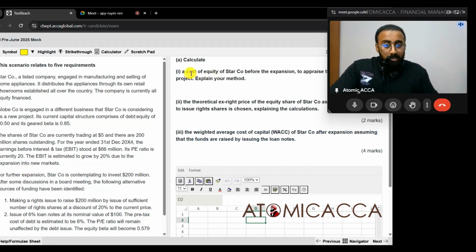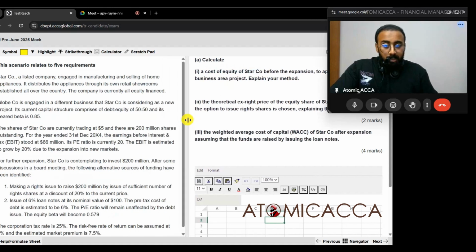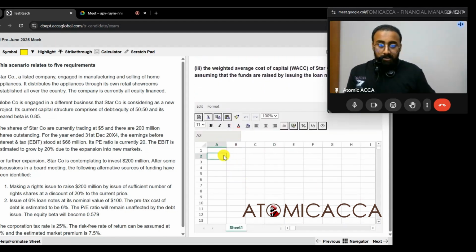Cool. So with regards to this cost of equity for Star Company, what information do we have? Now, can we make this big? Okay, we can scroll it down. Cool. So this is A1. What is it? Yeah, A1. So A1, that is the cost of equity of Star Company.